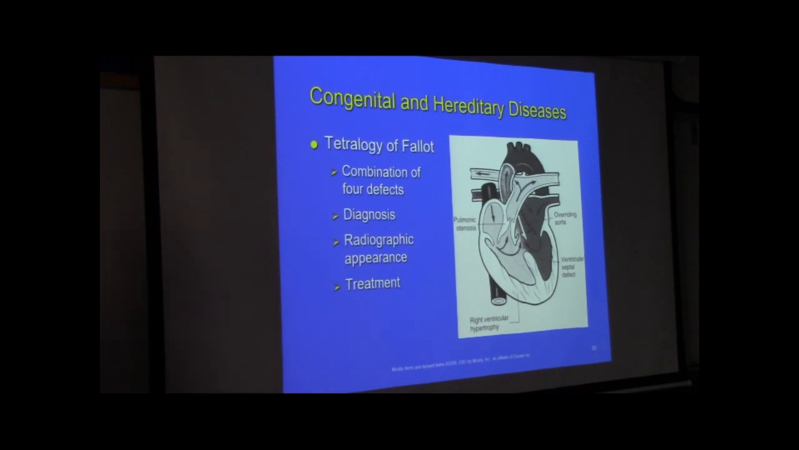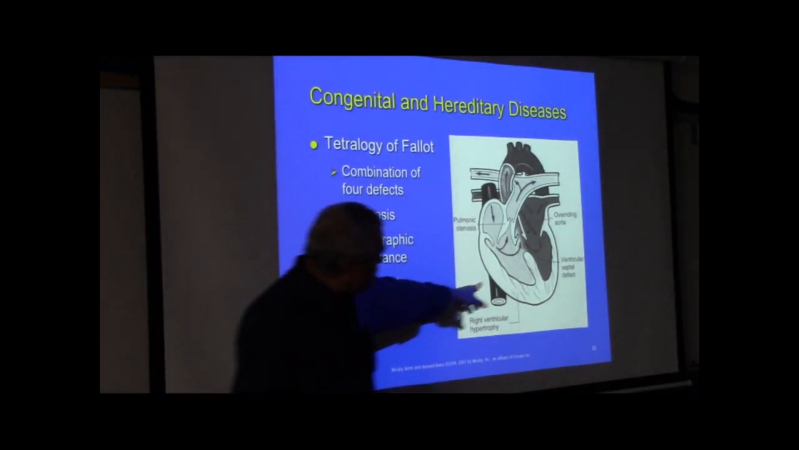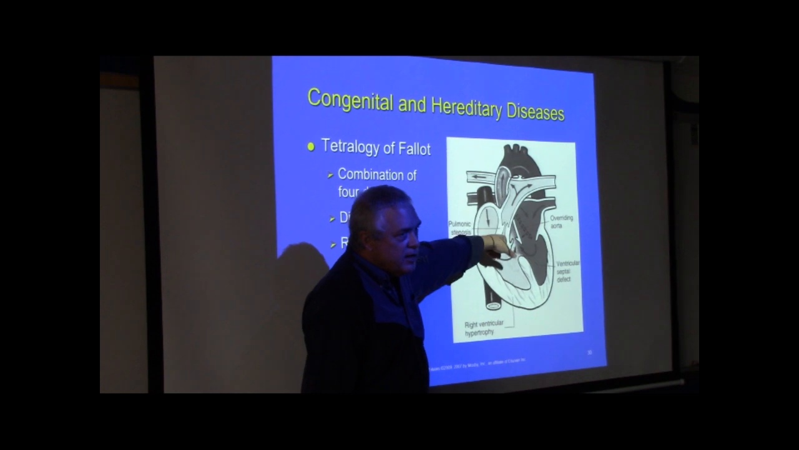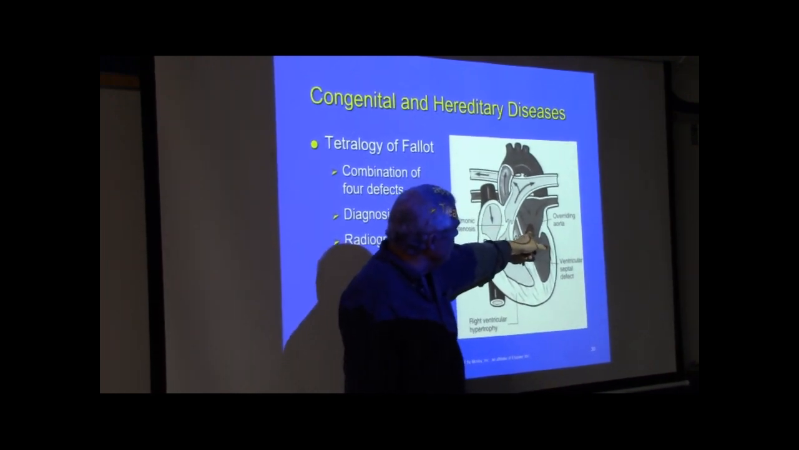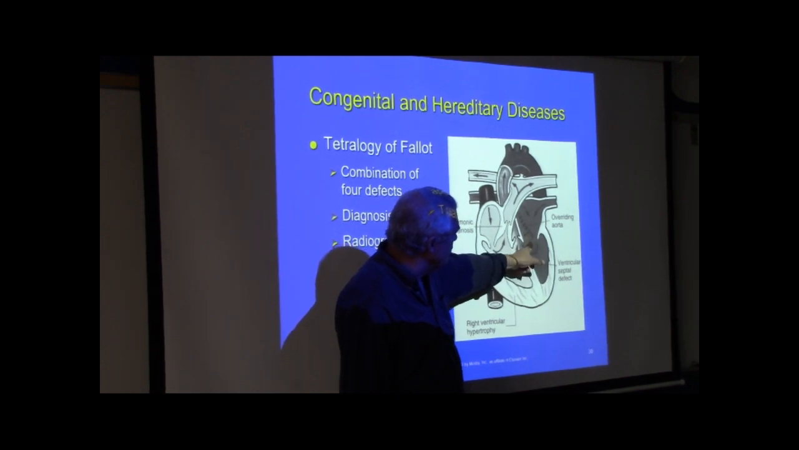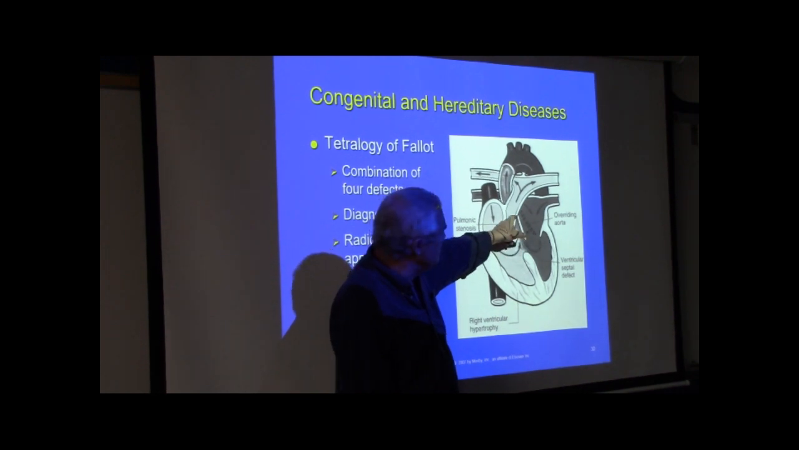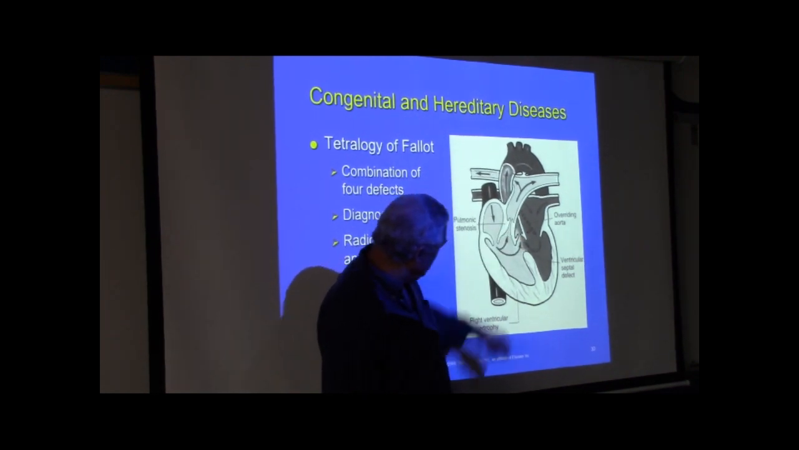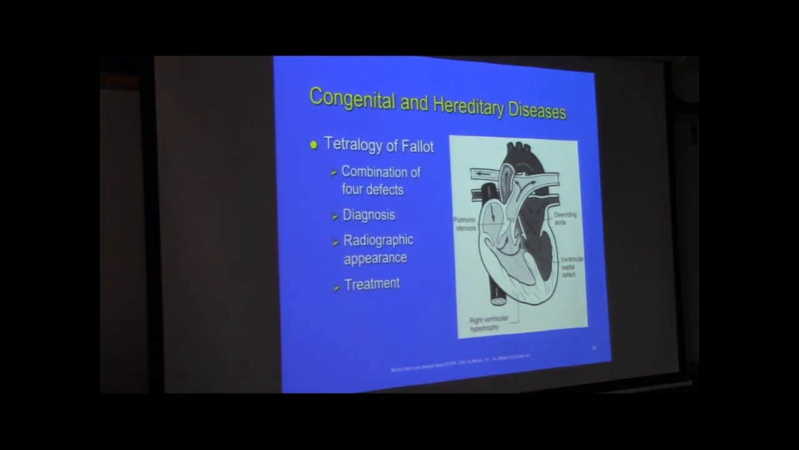Tetralogy of Fallot. Four issues combined in one. Okay, ventricular septal defect, stenotic pulmonary vessel, an overriding aorta. The aorta is supposed to come off the left ventricle. Instead, it's getting fed by the left and right ventricles, so it's sitting right there on the septum. And then there's a heavy right ventricular hypertrophy. I've been working on my pronunciations.